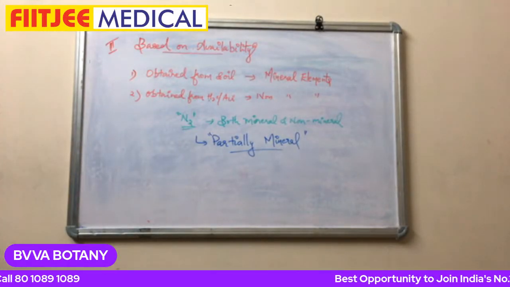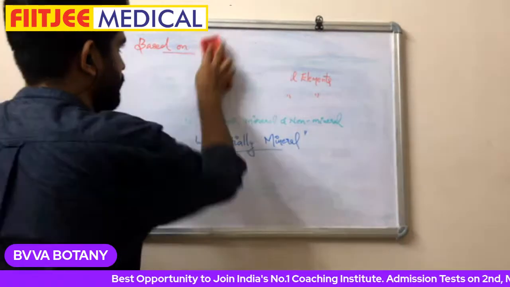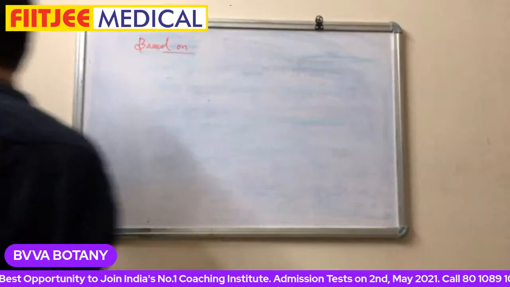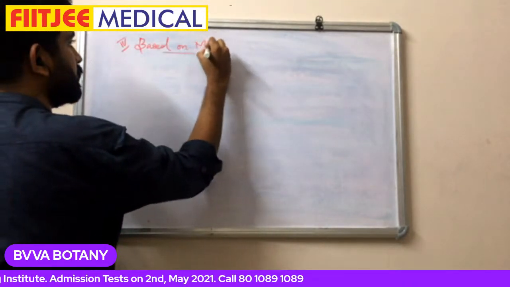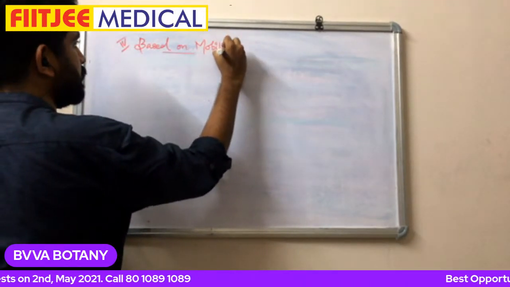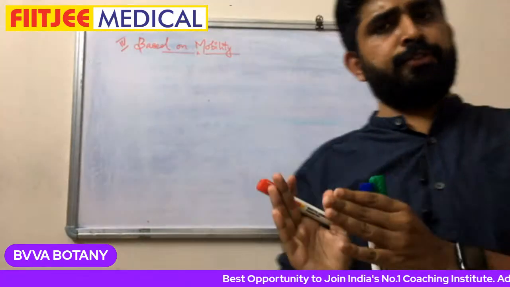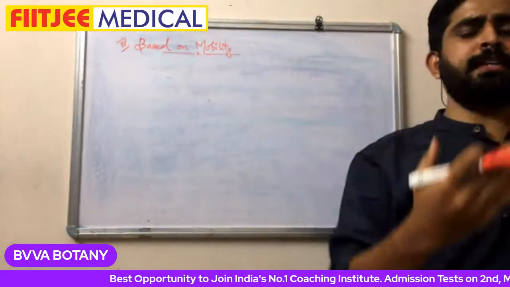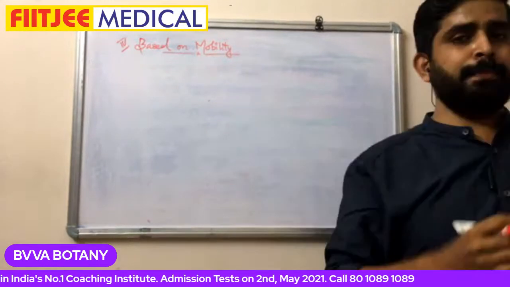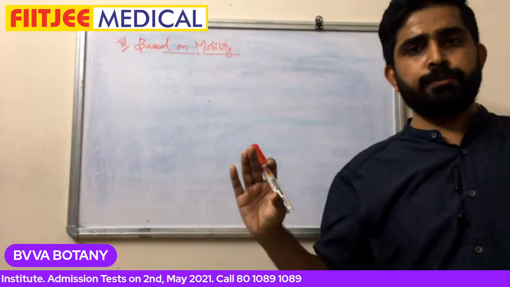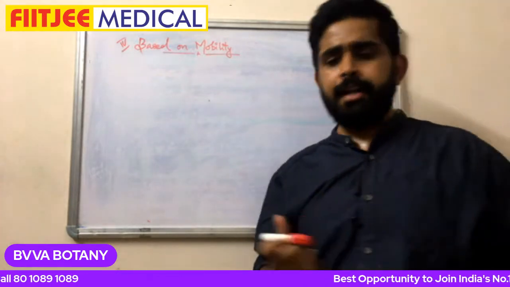Now the next classification, based on mobility. Mobility is the ability of an element to move from one position to another. Based on this ability, there are two types of elements. One has the ability to move, which we call mobile elements, and the other does not have the ability, which we call non-mobile elements. So two.